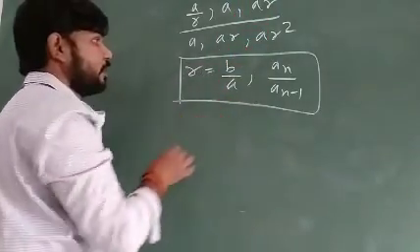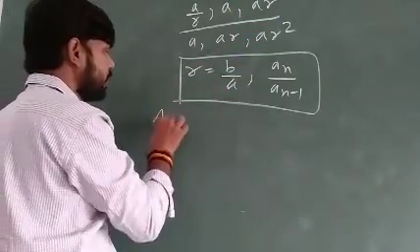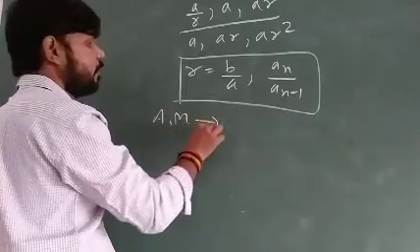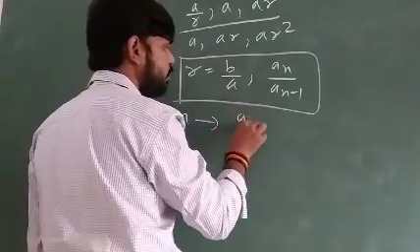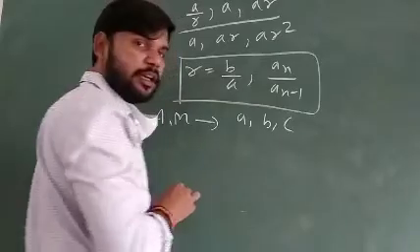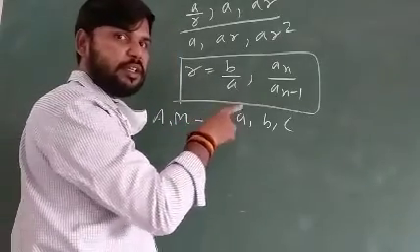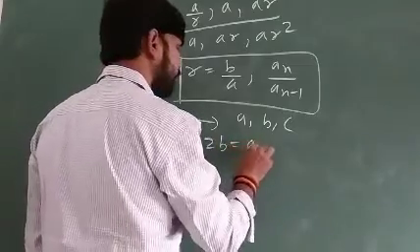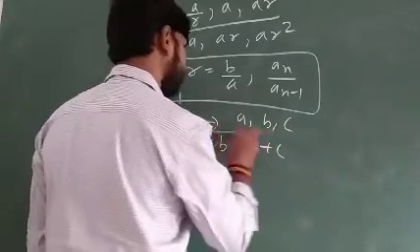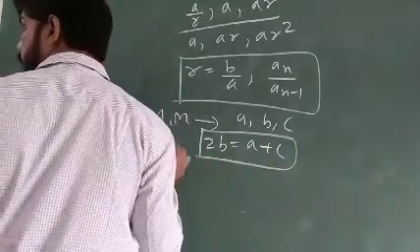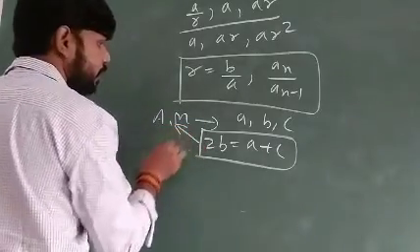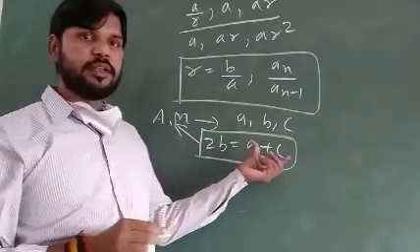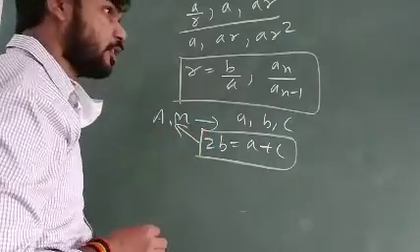Similarly, in the case of arithmetic mean, for the numbers a, b, c in AP, if a, b, c are in AP, that means 2b equals a plus c. This is called the arithmetic mean. If 2b equals a plus c, then that will be called the arithmetic mean.